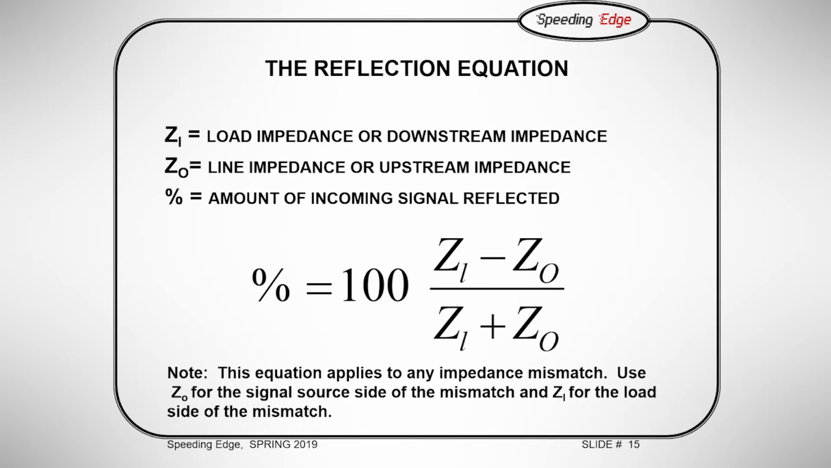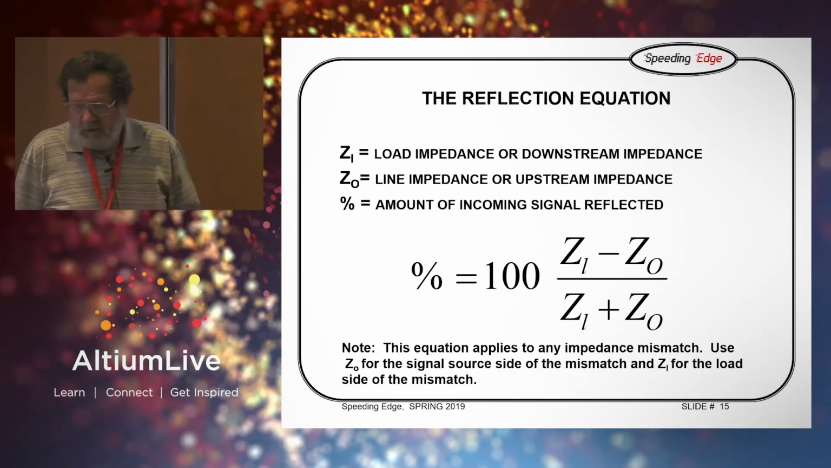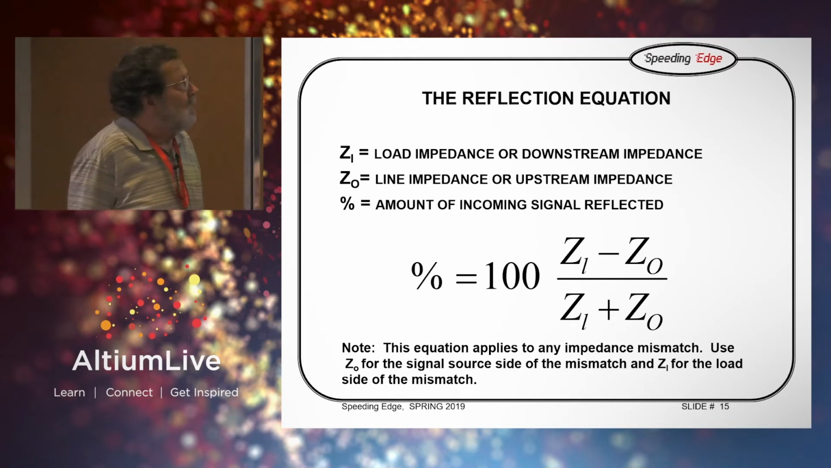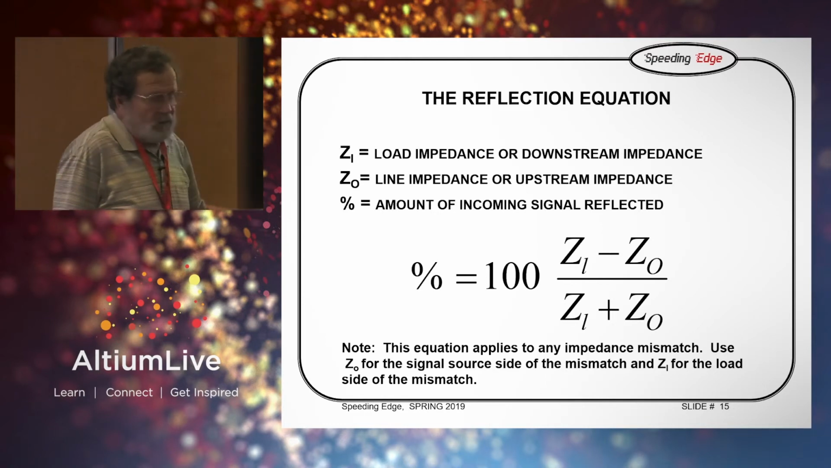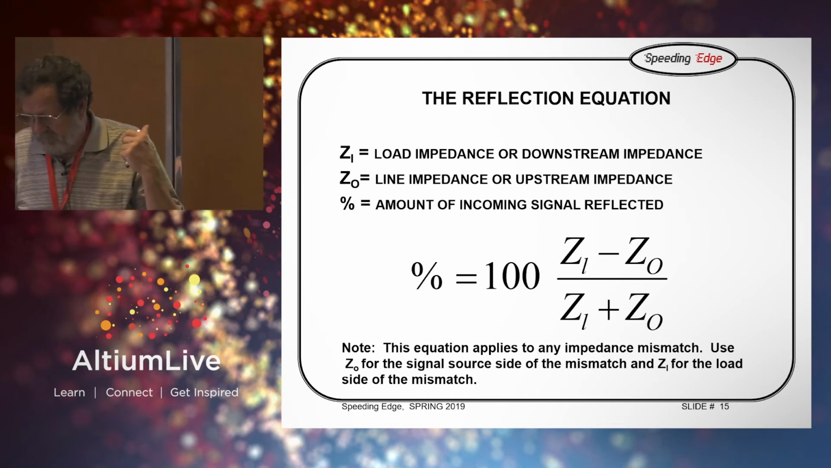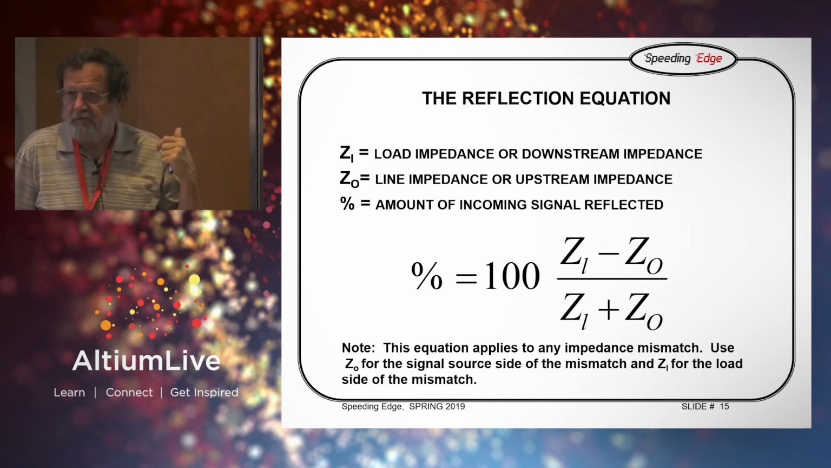If the end of the line is an open circuit, meaning Z sub L is infinity, then we have infinity over infinity, and that says that 100% of the energy will reflect off that open circuit, and the polarity will be positive. And the other extreme is if it's a short circuit, meaning Z sub L is 0, then this is -1, and then we still reflect all the energy back, but now it's inverted.